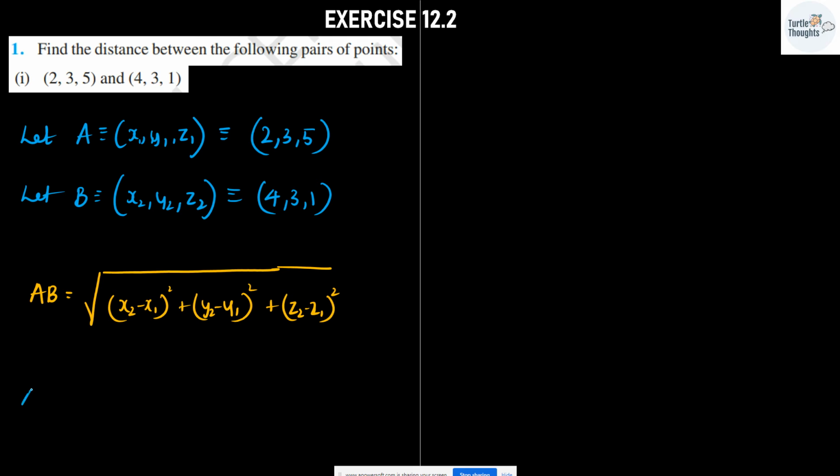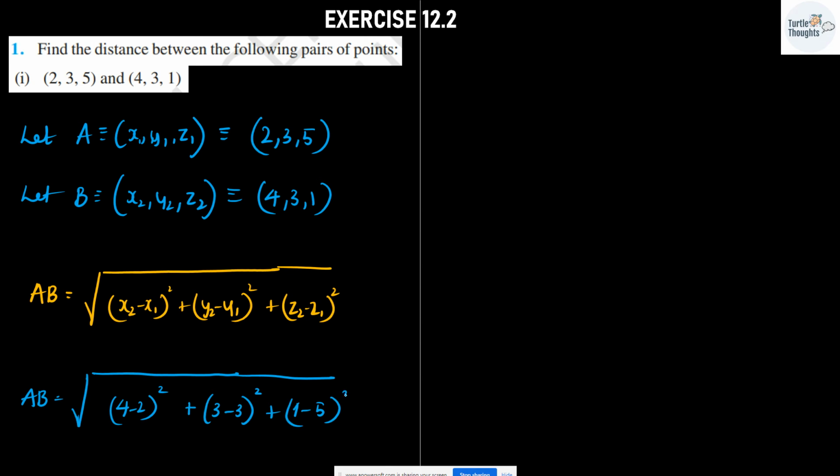Upon substituting the values of x1, x2, y1, y2 and z1, z2, I will be getting (4 minus 2) whole square plus (3 minus 3) whole square plus (1 minus 5) whole square, right? You can either take x1 minus x2 or x2 minus x1. Both are one and the same, right? So you will be ending up with AB under the root 2 square.